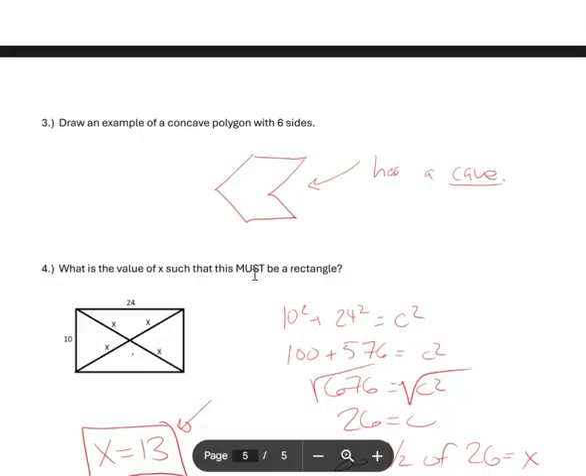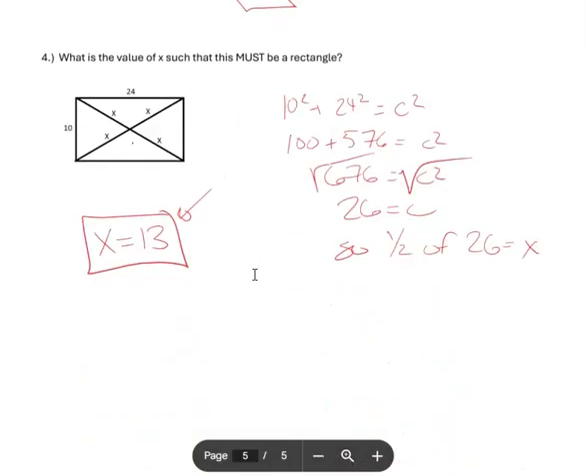The next one, draw an example of a concave polygon with 6 sides. You can see the one that I drew has a little cave in it. And the next one says, what is the value of x such that this must be a rectangle? Well, that means that a squared plus b squared has to equal c squared. And if you do that, 10 squared, 24 squared, you get 26. And then x is half of it, so that is going to be a 13 and a 13.